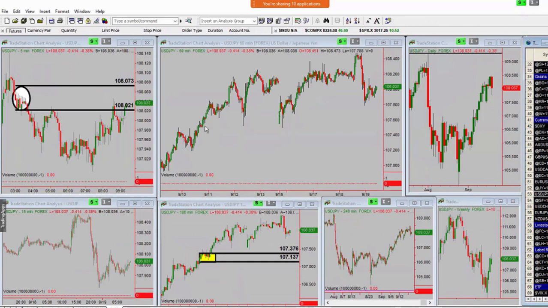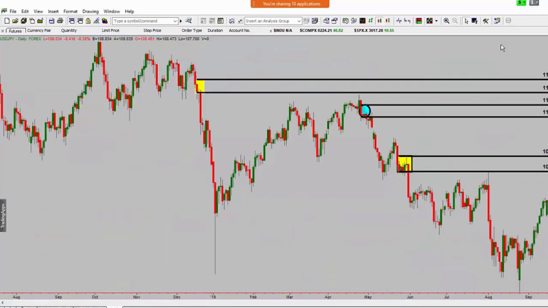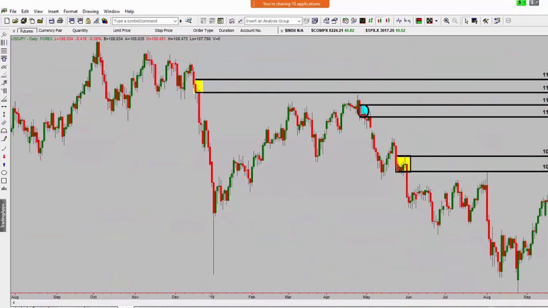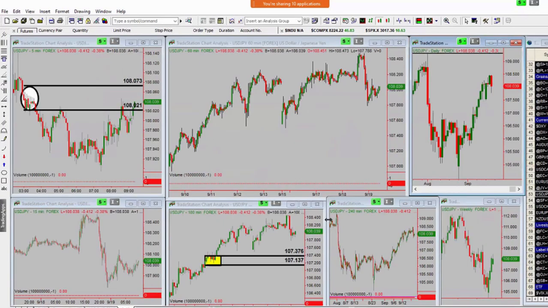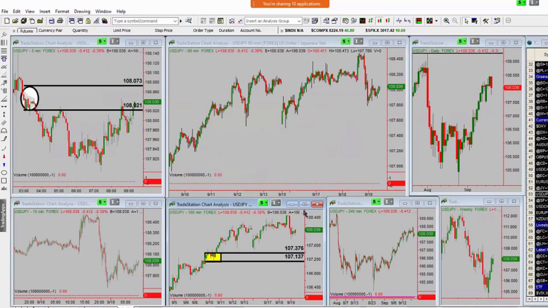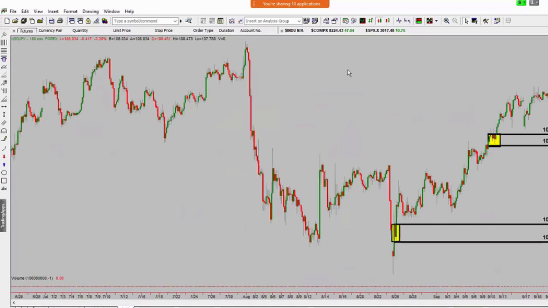So why don't we take a look at the yen? This is the dollar yen. We track this market a lot in the morning sessions, and there's a daily chart just for some context, so you can see where we're at. Now we'll work our way down on the smaller time frames. Let's go to the 4-hour chart, I'm sorry, the 180-minute chart.